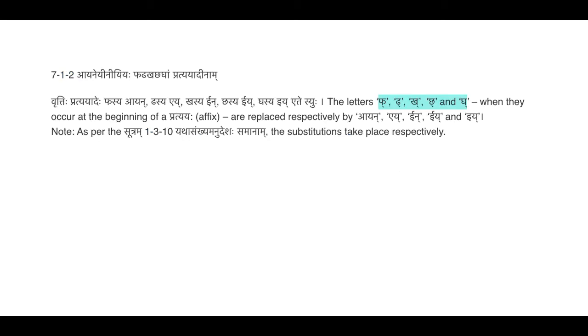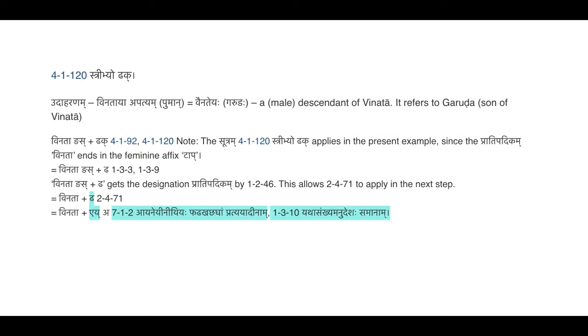So the letters pha, dha, kha, cha and gha have to be replaced respectively by ayan, aya, etc. In the present example, we have the letter dha, so that gets replaced by aya. So now we get Vinatā plus aya a.